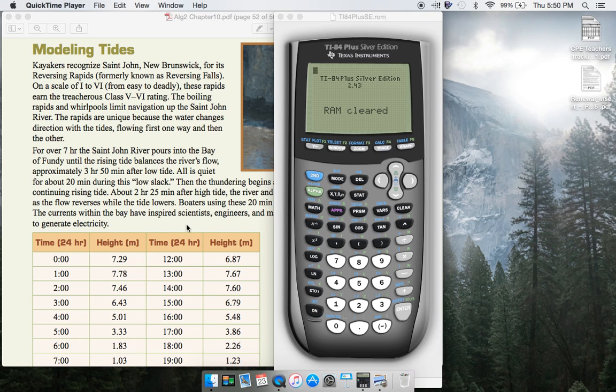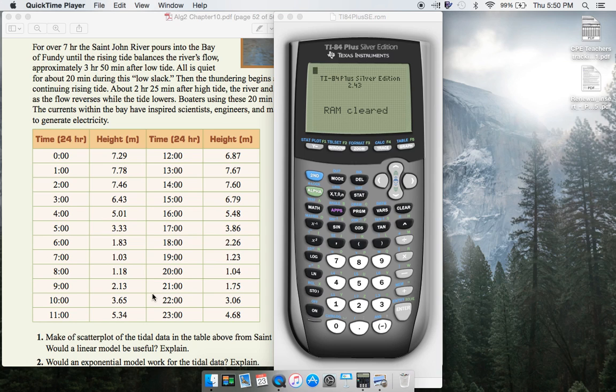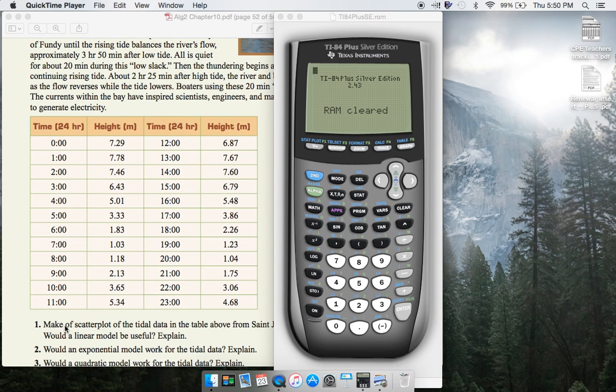So now, with all of that, why don't I show you guys how to use your calculator to do what is being asked here in this first question: make a scatter plot of the data. To do that, if you're going to create a scatter plot, you go right here to where it says stat, because we're going to put in all these statistics.